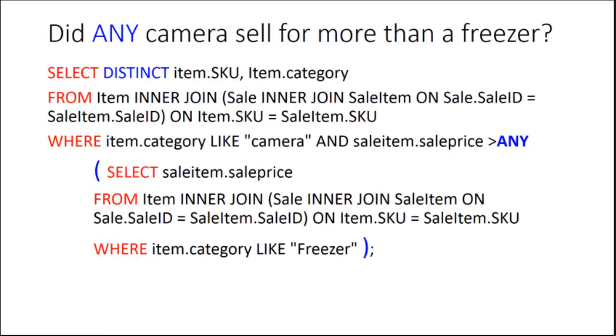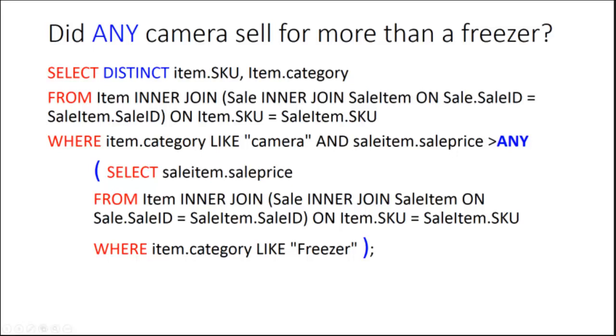Here we need to compare, and then the keyword that can help us here is any. First, we can create a list of cameras sold, and then we use the distinct keyword to prevent repeating records. So we need the tables sale, sale item, and item. We join them, and then category must be camera. Sale price greater than any. It means any of the numbers that will be in the next list.